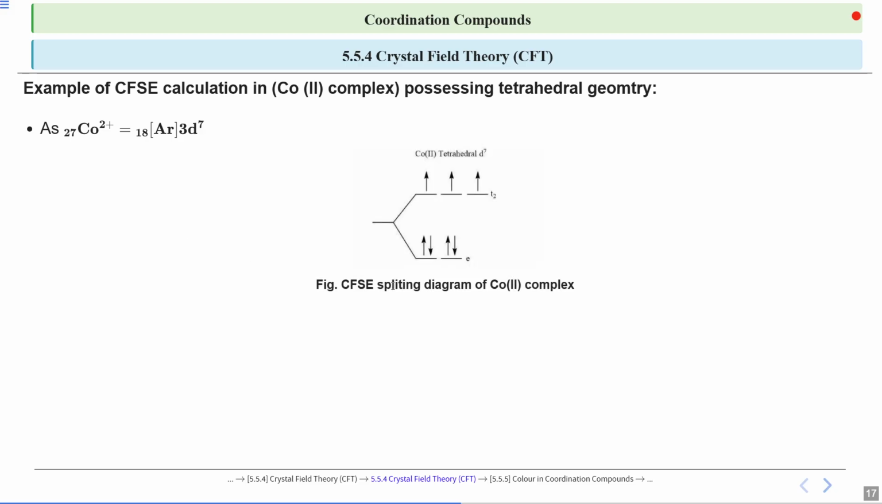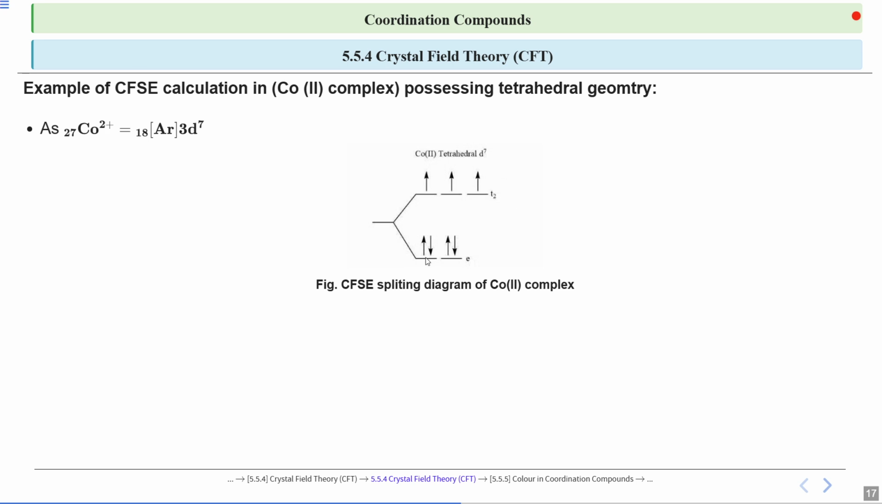Now this figure here is representing the crystal field splitting energy diagram of the cobalt plus 2 complex. From the average energy of the d orbitals, this is going to be split into two parts, the T2 and the E. E is having the lower energy, T2 is having the higher energy.